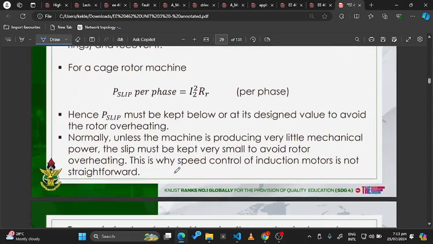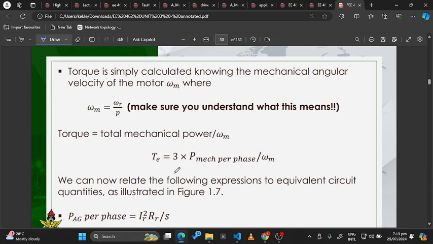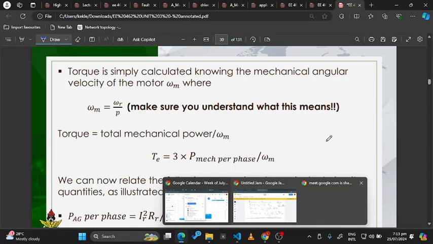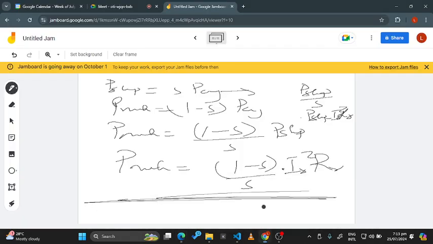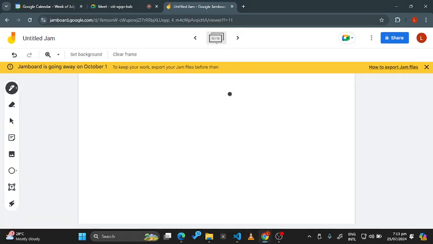Okay, so now let's do our torque. Because at the end of the day, the mechanical power is what we want. So how do we determine that? We know that power is equal to torque times speed. So if I want torque, it is equal to the mechanical power divided by the mechanical speed. Is that okay?